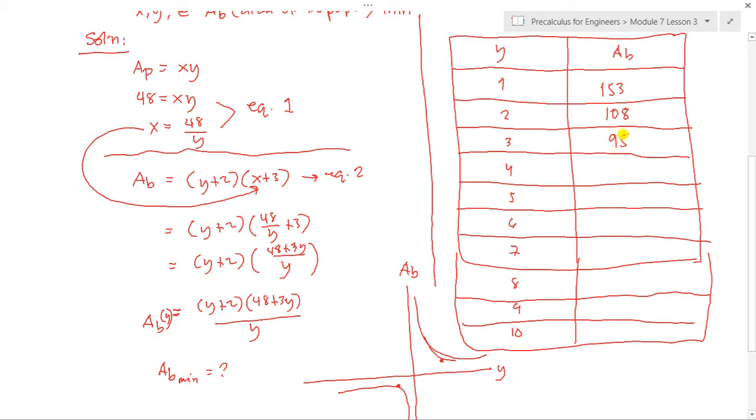For 4, we have 4 plus 2 is 6. Times 48 plus 4 times 3 is 12. Divided by 4, the answer is 90. Then for 5, 5 plus 2 is 7 times 48 plus 3 times 5 is 15 divided by 5, the answer is 88.2.